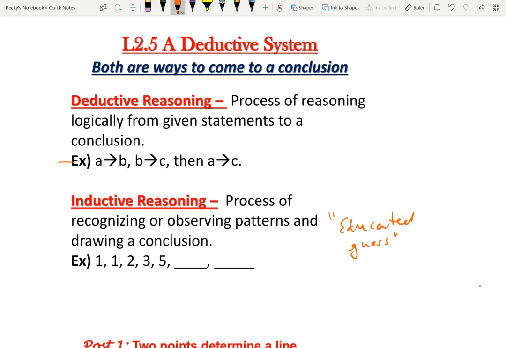Okay, guys, so hopefully you figured out the pattern. If you add these two together, you get 2. If you add these two together, you get 3. If you add these two, you get 5. So if I add these two, I will get 8. If I add these two, I will get 13. So I could keep going, but that is the pattern. If you figured this out on your own, that was inductive reasoning.